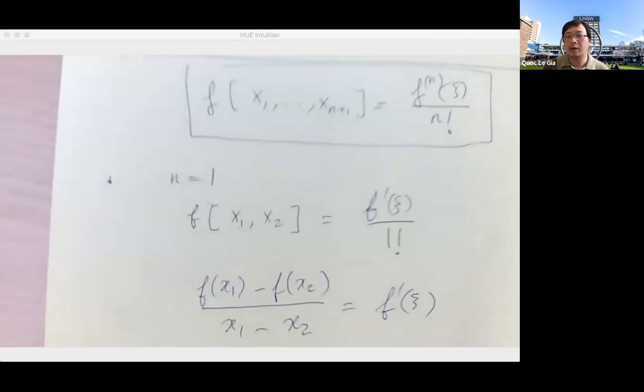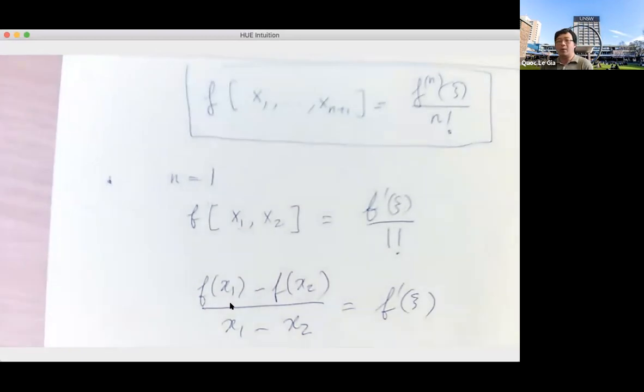Is it, yes, it's the mean value theorem. Yes, you recognize it. It's just this special case. So n equal 1 is correct. Okay, so it's just the normal mean value theorem. That's why it has the name, the mean value theorem for divided differences.